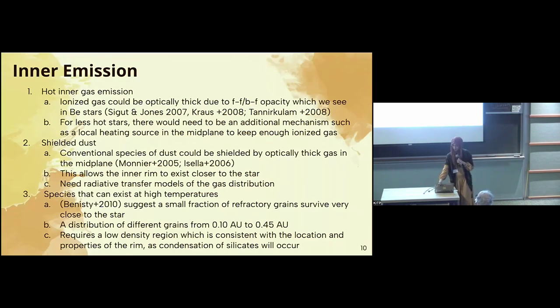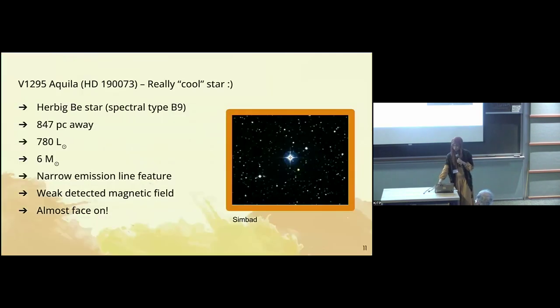So let's keep that in mind as we look at what's coming. Okay, so the star that I want to talk about for the rest of this talk is V1295 Aquila. It is a late B star. It's pretty luminous. It's about 6 solar masses, pretty medium size, if on the more heavier side. It has some narrow emission line features. It has weak detected magnetic fields, and it has a face-on structure, which is great for imaging for us.